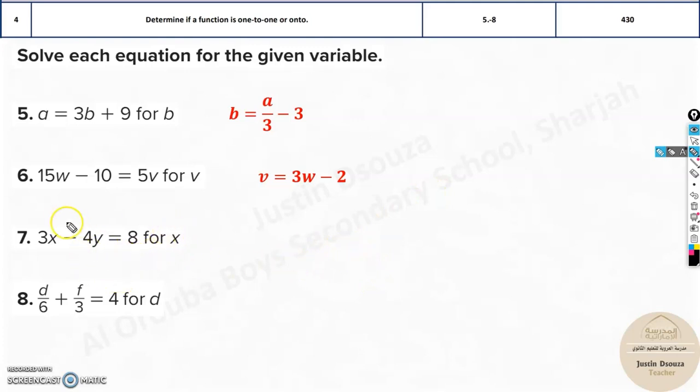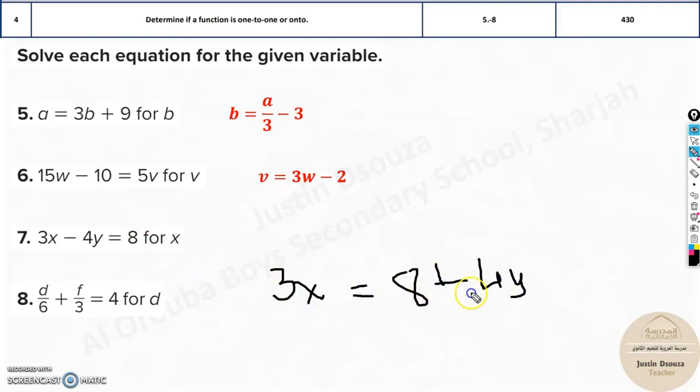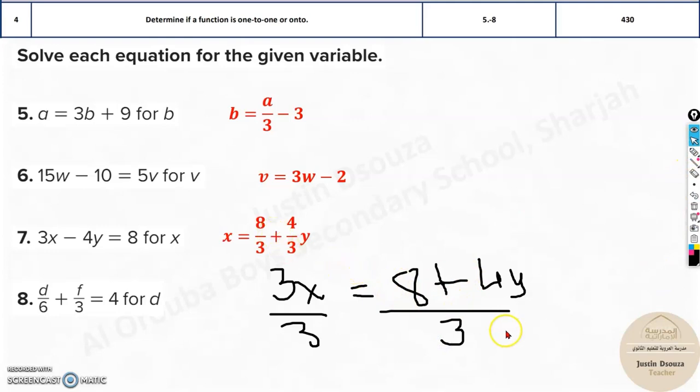I hope you paused and tried it. You have to solve for x. So let's take this 4y to the other side. Add 4y to both sides. You'll get 3x equals 8 plus 4y. And then you need to divide both sides by 3. This is the answer. You can't simplify this. Okay, they have just written a division.